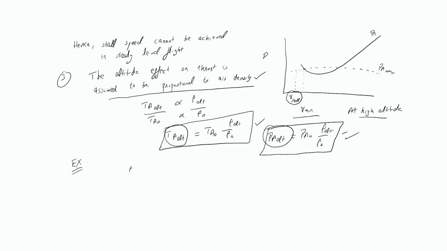Now we will find the maximum velocity at 10 kilometers altitude, by plotting the power required and power available curves. Assume the density at 10 kilometers is given to you, that is 0.4135 kilogram per meter cube. Alright, now let us quickly switch to MATLAB.